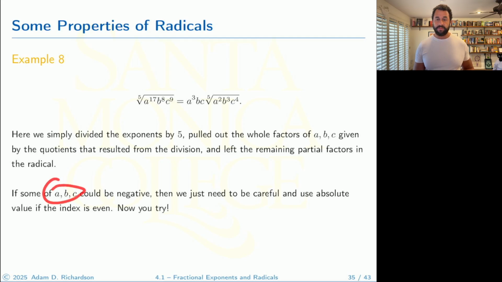Now, if some of A, B, or C could be negative, then you just got to be a little bit careful and use absolute values if the index is even. That's it. So if the index is even, when you're pulling things out, you're going to have absolute values instead of just not, okay? Now you try.